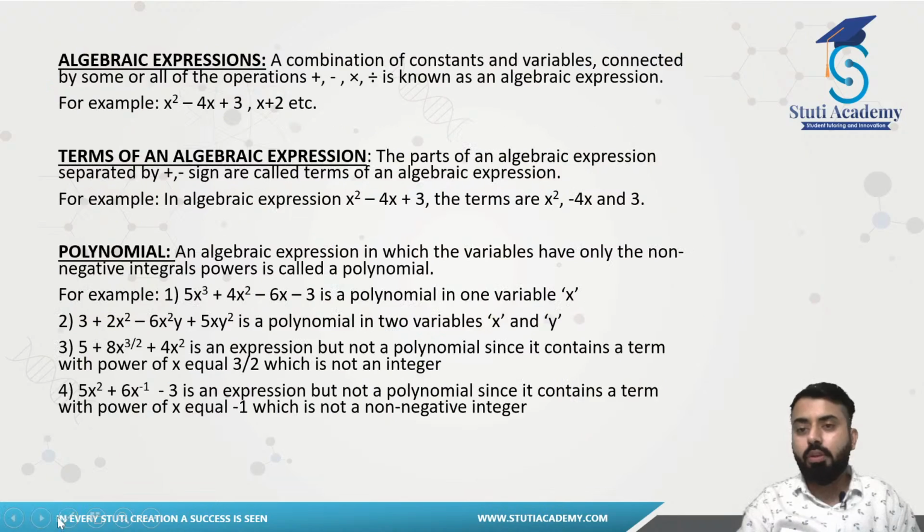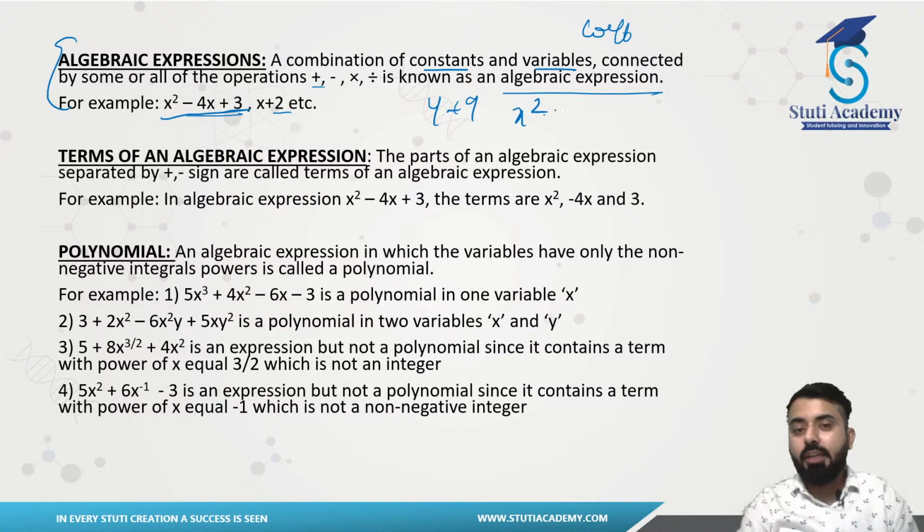So let's just move forward, and we have the term algebraic expression now. So you guys see, I have already disclosed this one to you. So you guys already know the combinations of constants, variables, and your coefficients connected by some operators, let's say multiplication, addition, division, or subtraction, that becomes an algebraic expression. You have your expressions here: x square minus 4x plus 3, x plus 2, y plus 9, x square plus y square, 9x plus y.